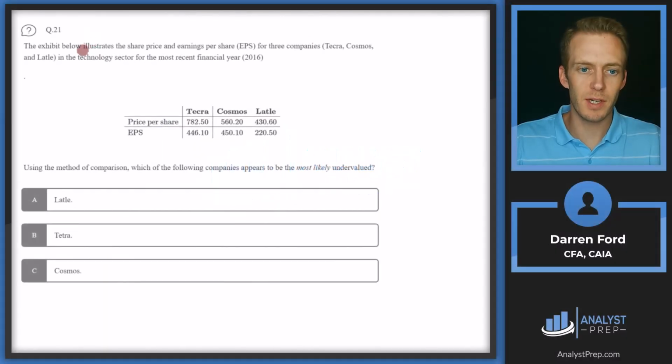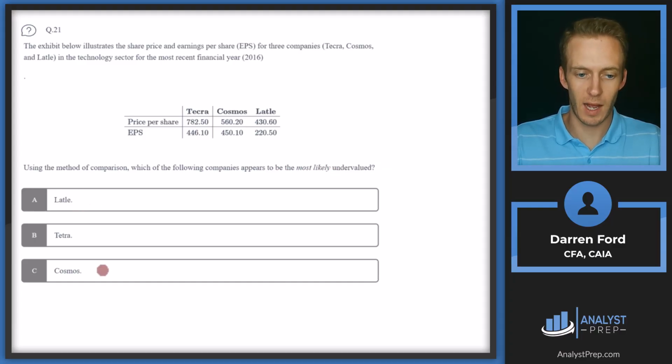Question 21. The exhibit below illustrates the share price and earnings per share for three companies, Tecra, Cosmos, and Lotley, in the technology sector for the most recent financial year, 2016. So we've got those metrics mentioned. Using the method of comparison, which of the following companies appears to be the most likely undervalued?